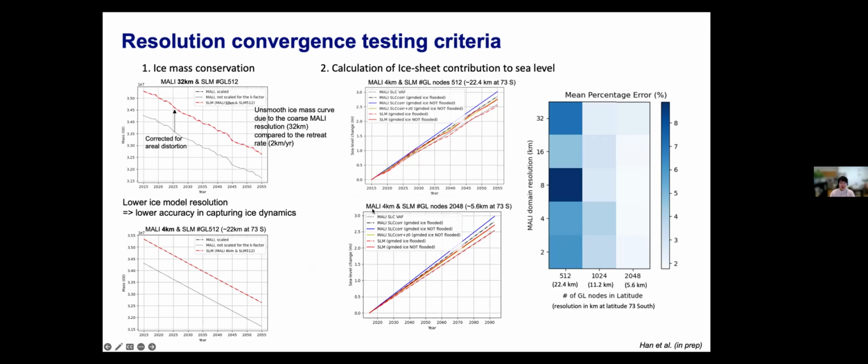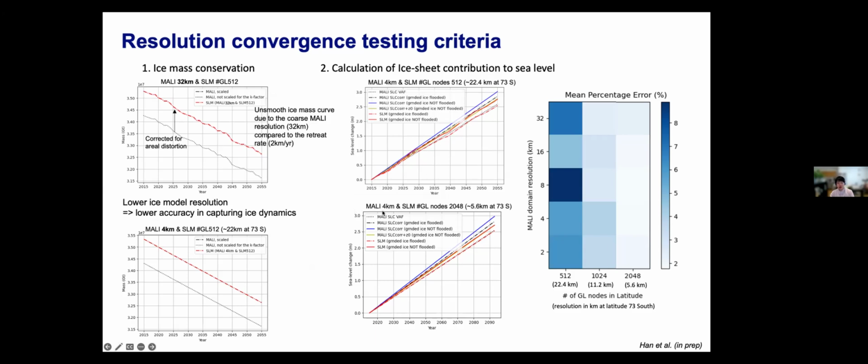This is MALI's high resolution, so 4 kilometers. Sorry, I don't think I did a good job explaining what this plot was. This is keeping MALI at 4 kilometers resolution and having a lower sea level model number of grid points. Resolution-wise, that's about 22.4 kilometers at latitude 73 south, so we have about 5 times larger grid spacing compared to that of MALI. And this wiggle is basically carrying some interpolation errors.